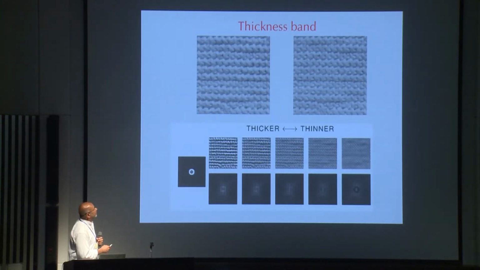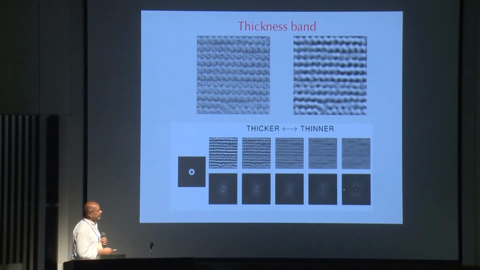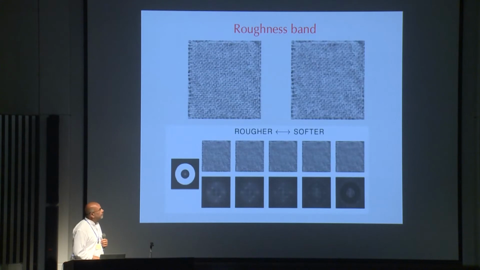So here is thicker and thinner. Again, this is the base image, and you can see it getting to a very flat weave, and then you will see it getting to a thicker and thicker weave. It's the same trick, now in this band. So all I'm changing is the relative energy in one band, increasing it and decreasing it. And here is the roughness one. Here's the rough thing, and it starts getting to where if you touched it, it would not feel as rough, and now it would feel quite rough if you touched it. Again, it's the same thing, but now in this band.